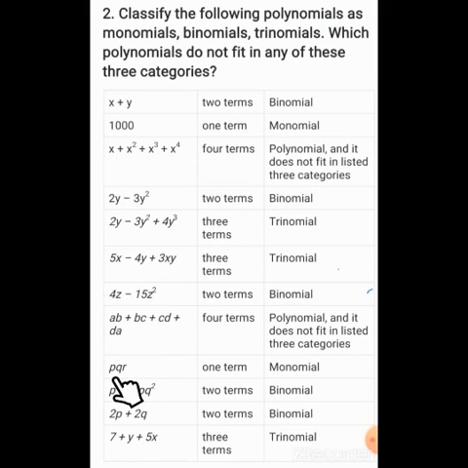Now the next expression is only PQR. PQR is only one term, so we write monomial. The next one is only two terms, so we write binomial. The next one is again two terms, 2P and 2Q, so binomial. Last one, 7 plus y plus 5x. It means three terms, so trinomial.